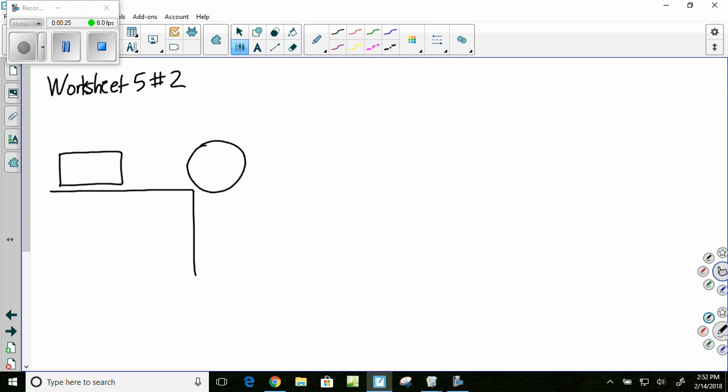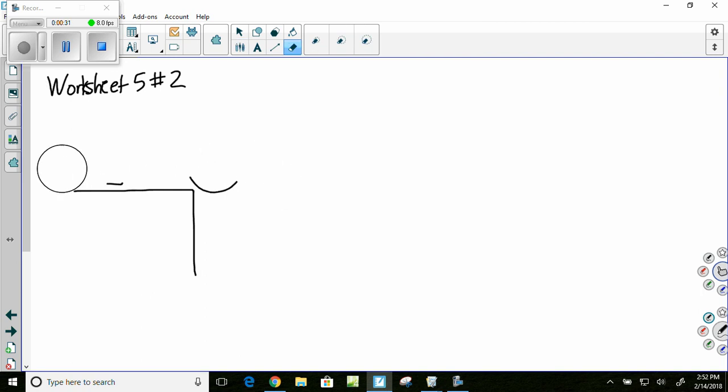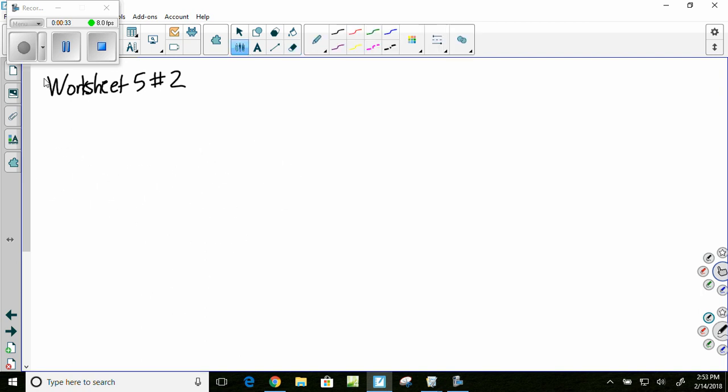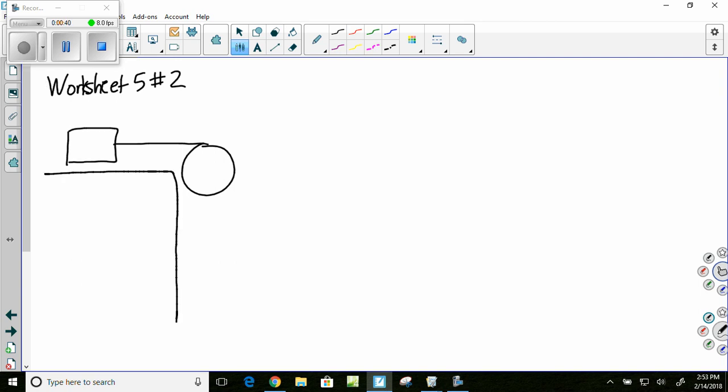We have the pulley. I suppose my pulley doesn't look exactly right, so I'll change that. Okay, there we go. That's what we have going on. All right, so if we label this one as mass 1, this one is mass 2, and I will call this one mass of the pulley.